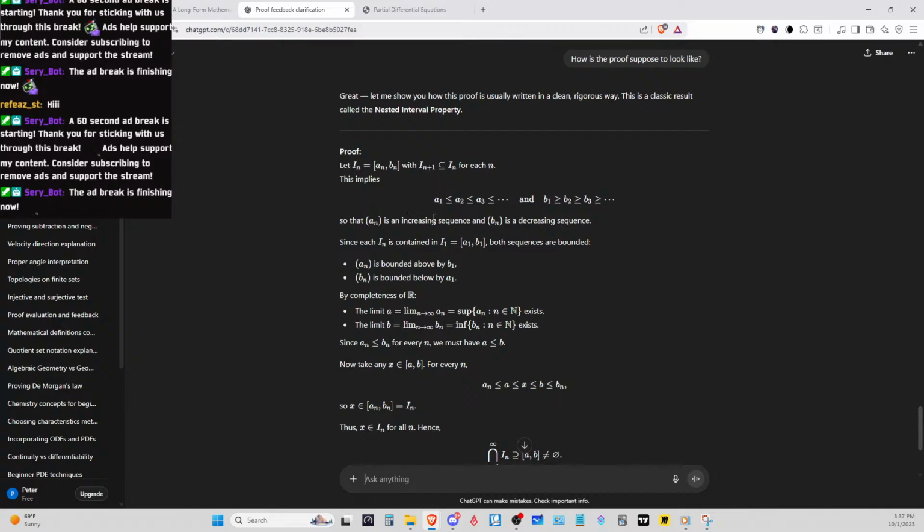So that is increasing. Now this part I don't get. Why is it decreasing and this one's increasing? I mean, why does this increase and why does this decrease? That's the one thing I'm not getting here.